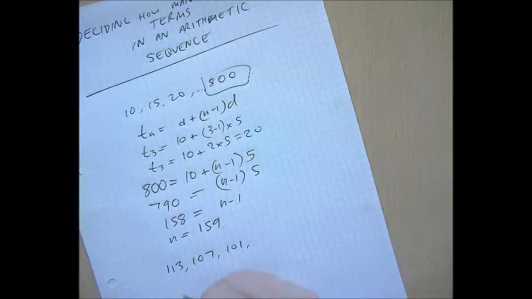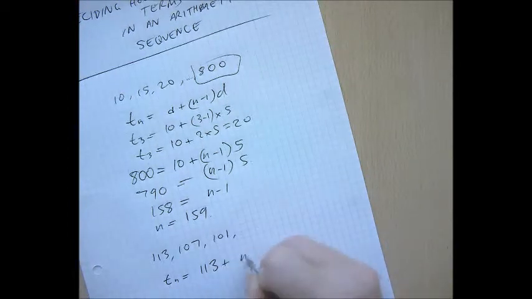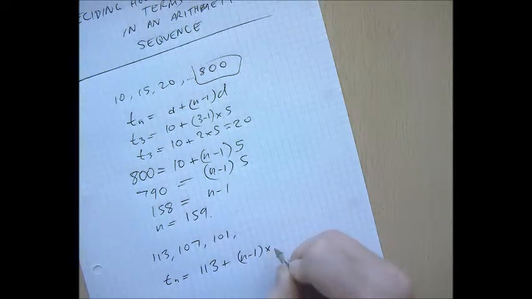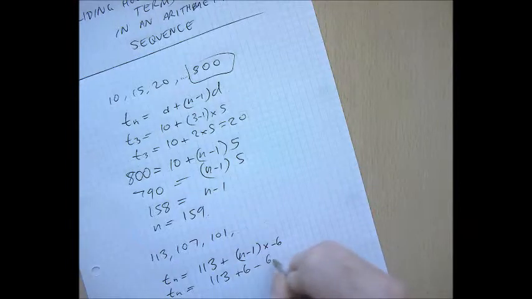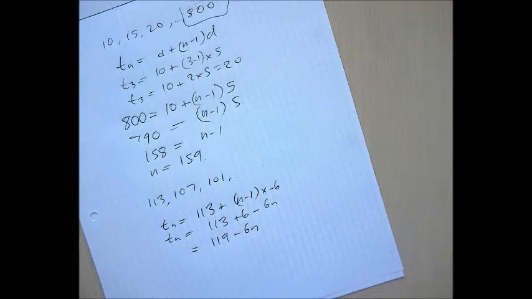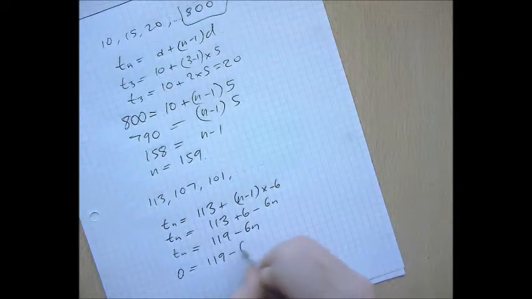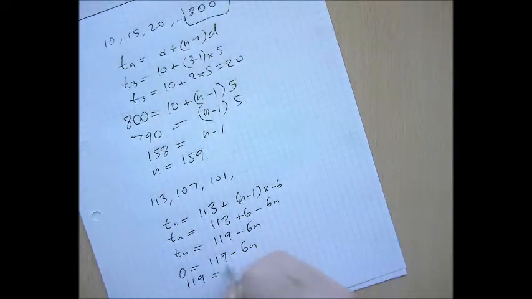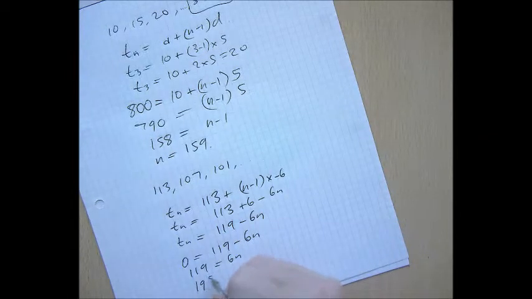Okay, so the formula is this: Tn equals 113, that's the first, plus n minus 1 times negative 6. Simplified, that's 113 plus 6 minus 6n, which is 119 minus 6n. So, can that formula spit out 0? Let's see. So that's 19 and 5/6.